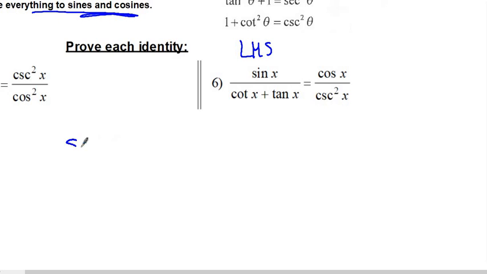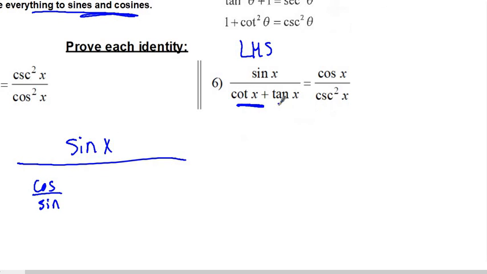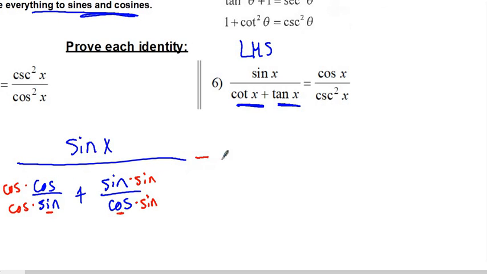We will say sine of x over, this is the same thing as cosine over sine, and this is the same thing as sine over cosine. Now we have some fractions that we can add. The common denominator would be sine times cosine, so this is missing a sine. This one is missing a cosine, and now this problem becomes very similar to the one that we just did.